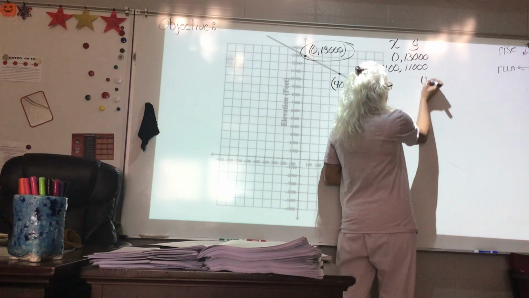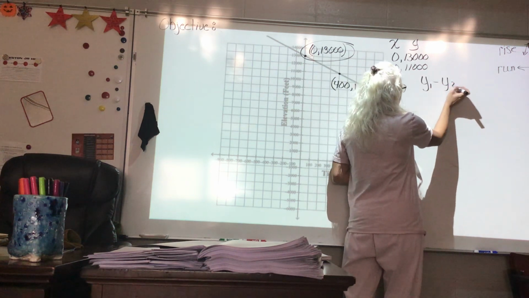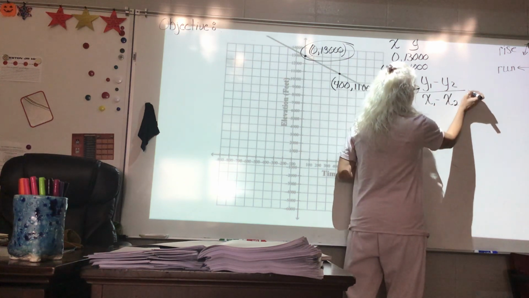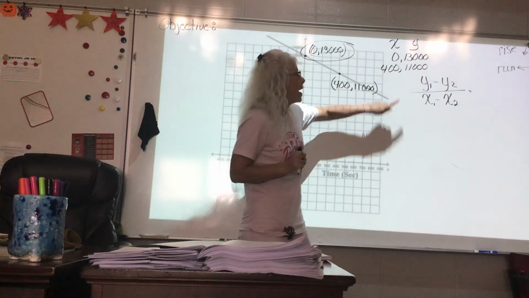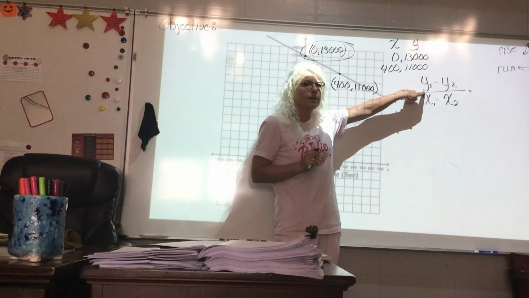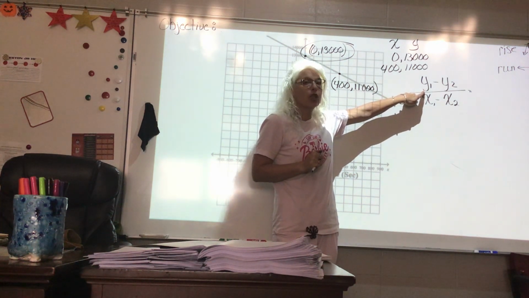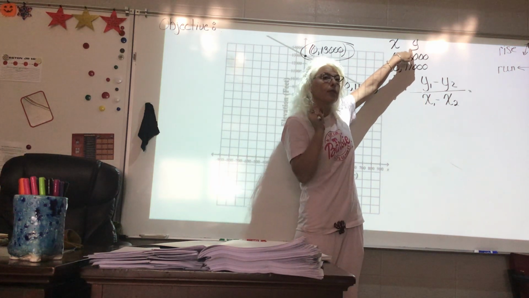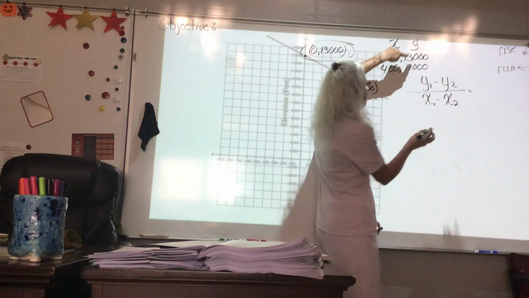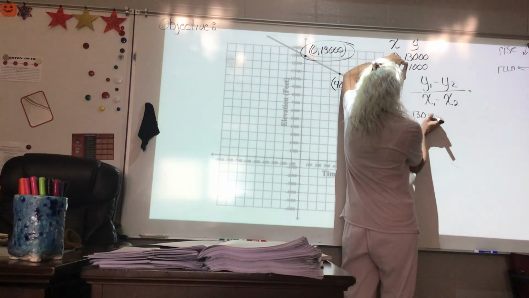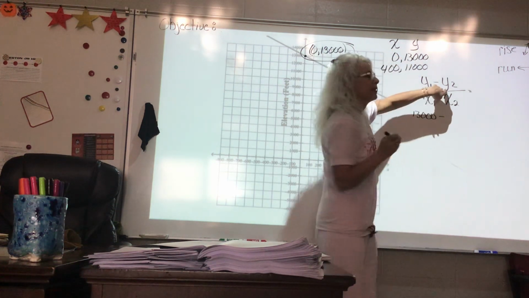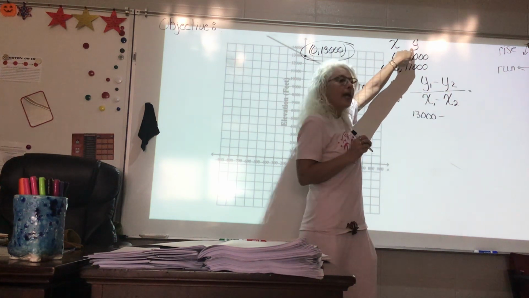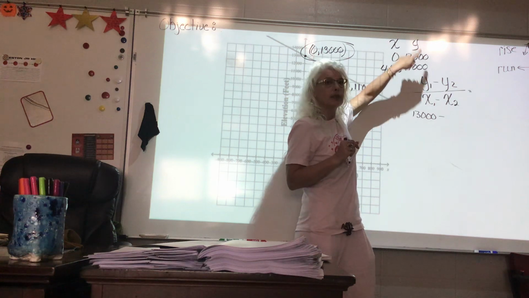And then we're going to do Y sub 1 minus Y sub 2 over X sub 1 minus X sub 2. Y sub 1 means I'm going to go to what column? Which column, the X or the Y? The Y column, and then sub 1 means I'm going to use the first or second number? First. Minus Y sub 2, that means I'm going to go to what column? The Y column, and sub 2 means I'm going to use the second number.